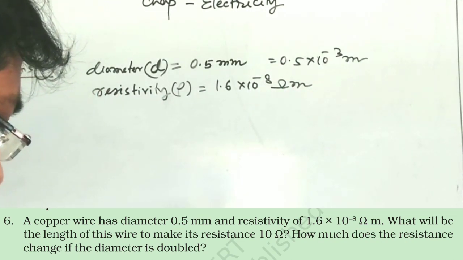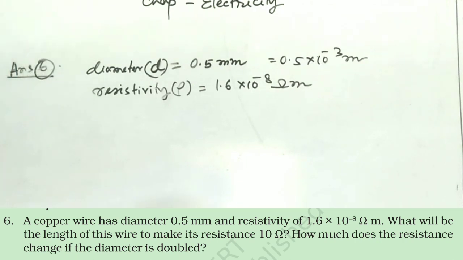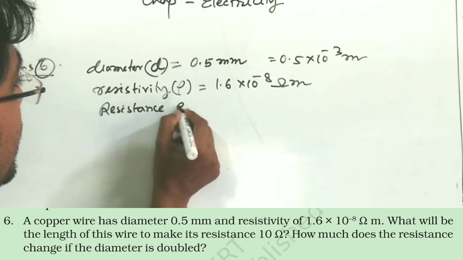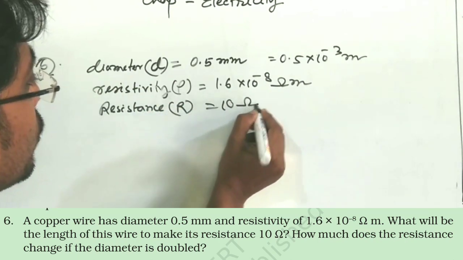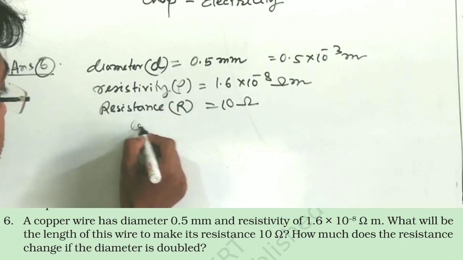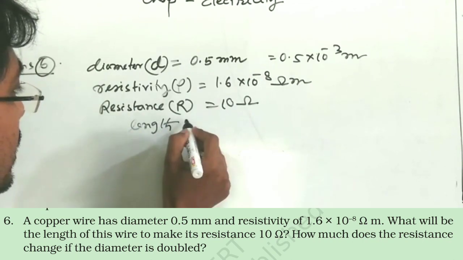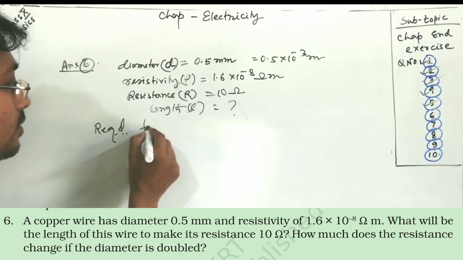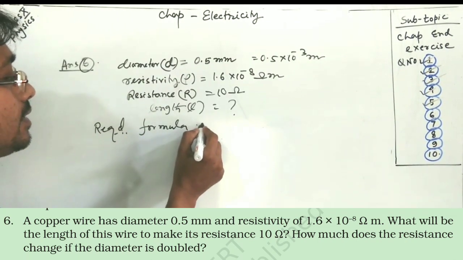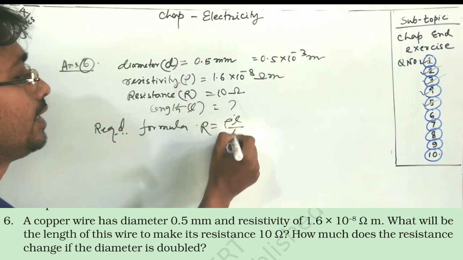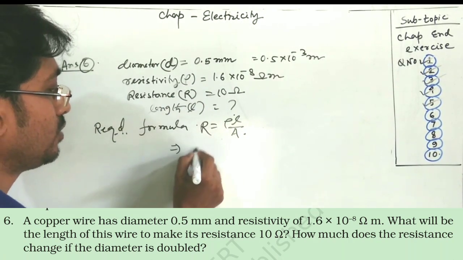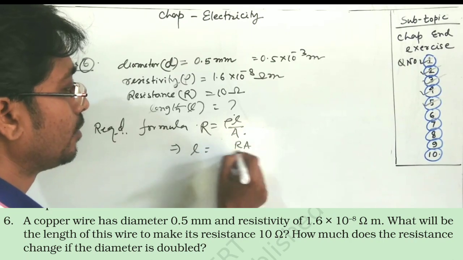And what will be the length of this wire to make its resistance 10 ohm? So the resistance is given, R is equal to 10 ohm. You have to find out the length, that is L. The required formula is R is equal to rho L by A. So you have to find L from this relation. In this way, write it down: L is equal to RA by rho.